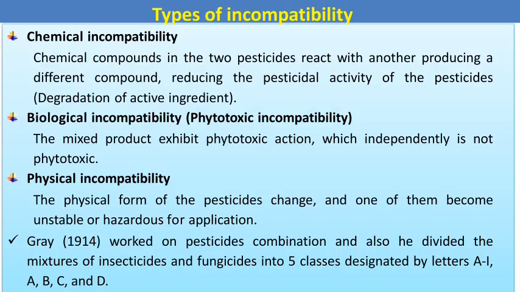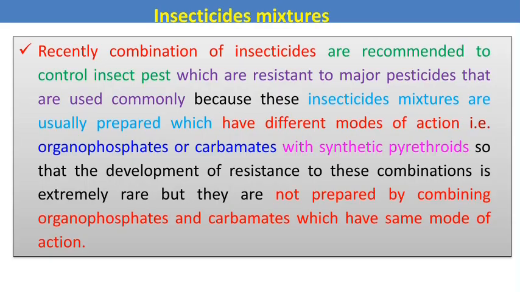There are three types of incompatibility. If the mixture becomes incompatible in nature, it causes three kinds of incompatibility: chemical incompatibility, biological incompatibility and physical incompatibility. To avoid this incompatibility, we can use the insecticide mixture, and this classification is given by the scientist Gray, having five classes designated by the A1, A, B, C and D categories.